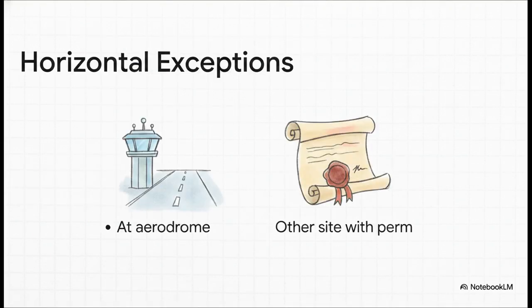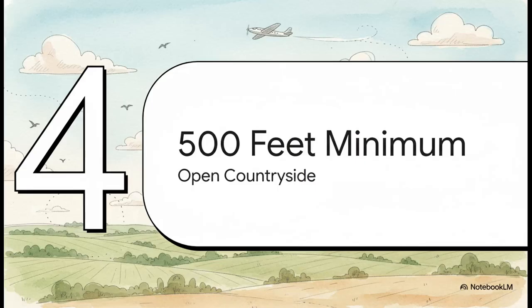There are only two ways you can legally bypass this horizontal distance rule. First, if you're at an aerodrome operating under procedures notified by the CAA. Second, if you're at any other landing site operating under CAA notified procedures and you have written permission from the assembly organizer. You're going to need both of those permissions for off-aerodrome sites. Section 4, the 500 feet minimum.